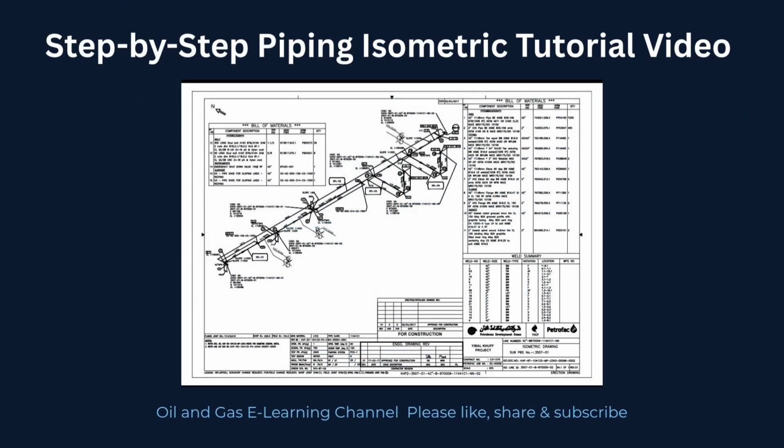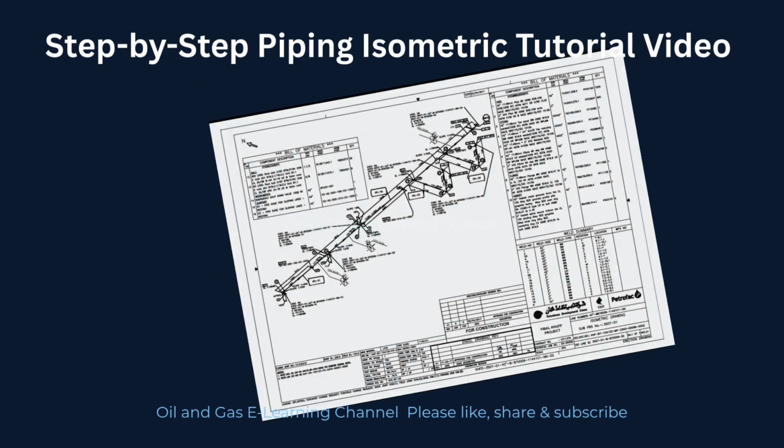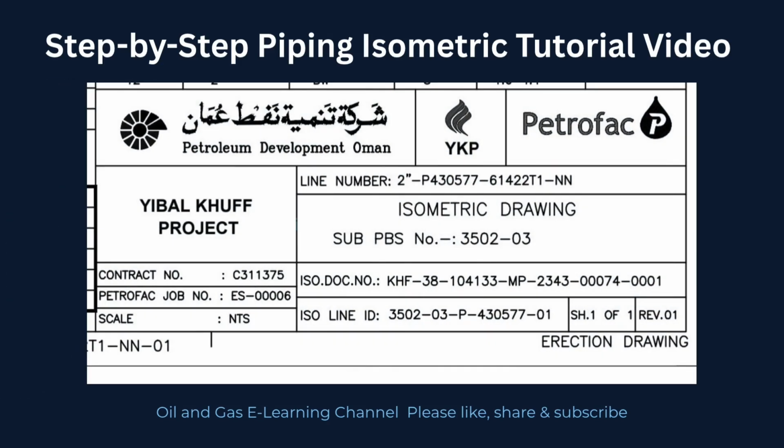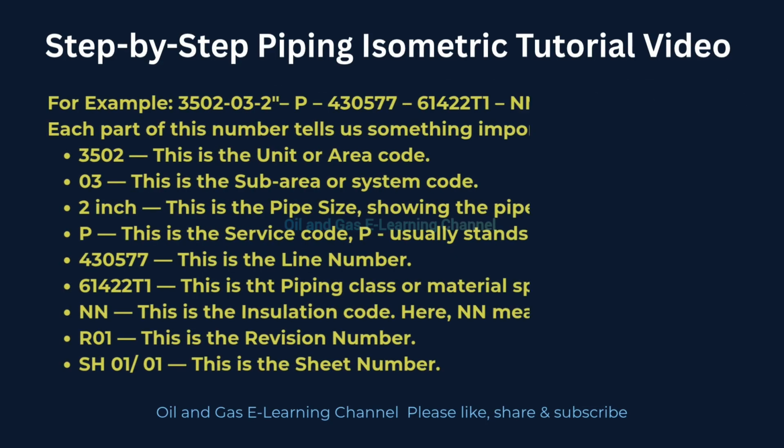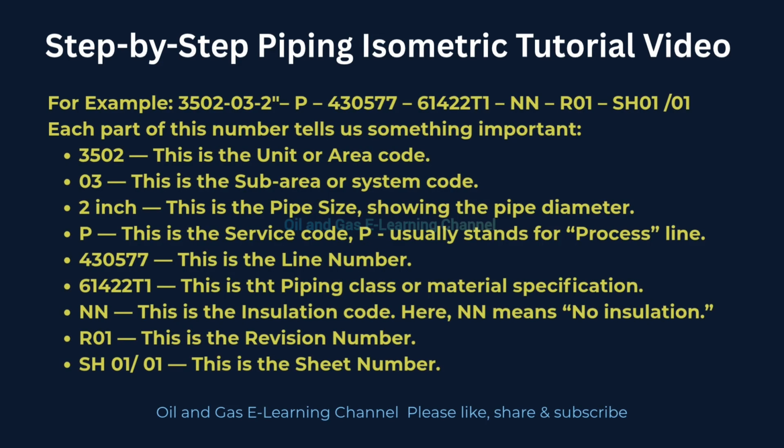Now let's learn how to read and understand the document title box and line number in a piping isometric drawing. First, the document title box is usually located at the bottom right corner of the drawing. It contains important details such as project name, isometric line number, revision number, sheet number, document number. Second, the line number is like a unique ID for each line in a piping system. Think of it like a name for the pipe. It helps identify each line clearly. The isometric line number itself contains a lot of information.